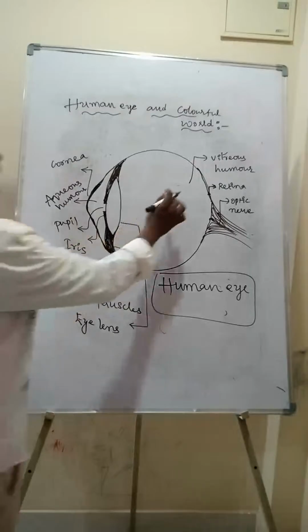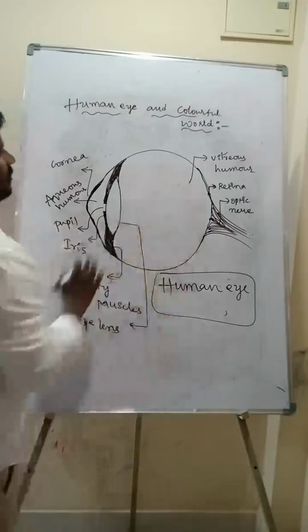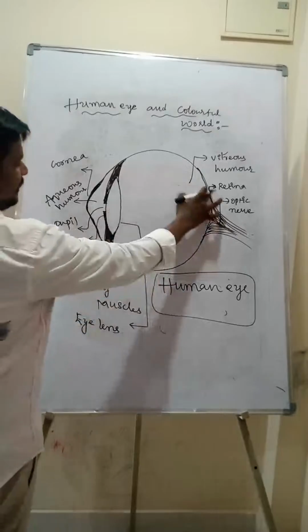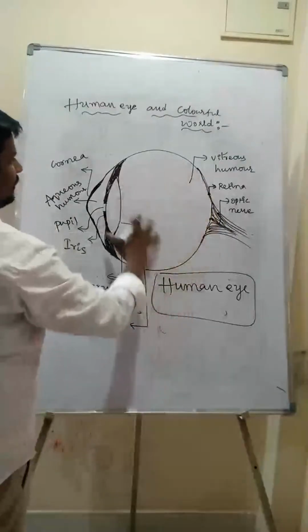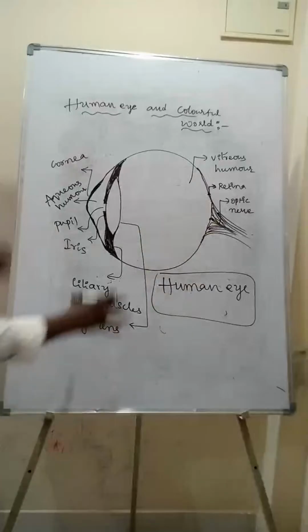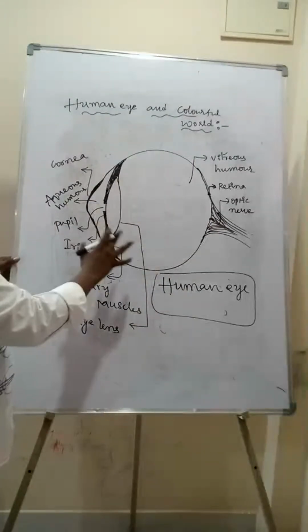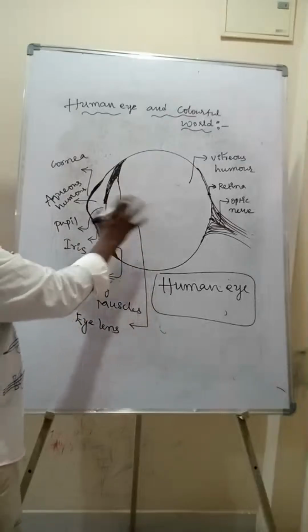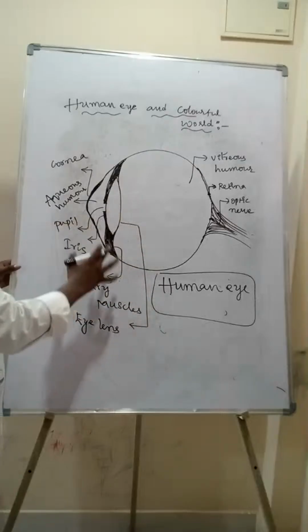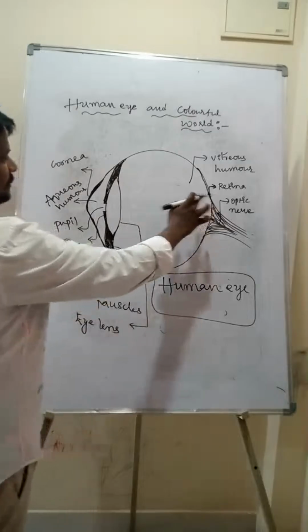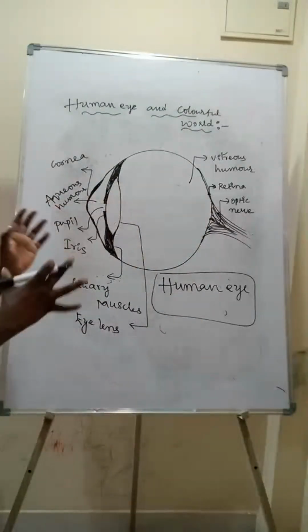And the vitreous humor. The vitreous humor is a jelly type liquid present between the eye lens and the retina. This entire portion is filled with vitreous humor. It maintains the shape of the eyeball, and it provides blood and nutrition to the eye. And next one, the retina, which is a light sensitive screen.